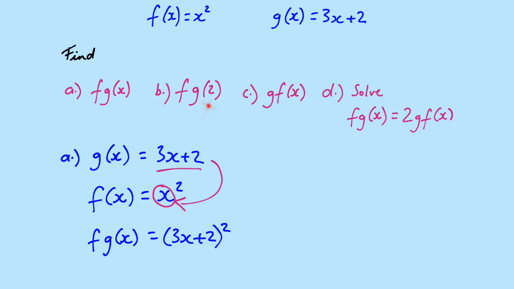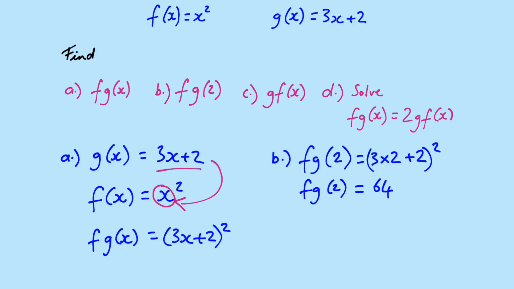So for part B, all we're doing is finding the value of the composite function whenever x equals 2. So we'll simply substitute in x equals 2 into the composite function. And whenever we work this out, it equals 64. So the value of the composite function f g x when x is 2 is 64.